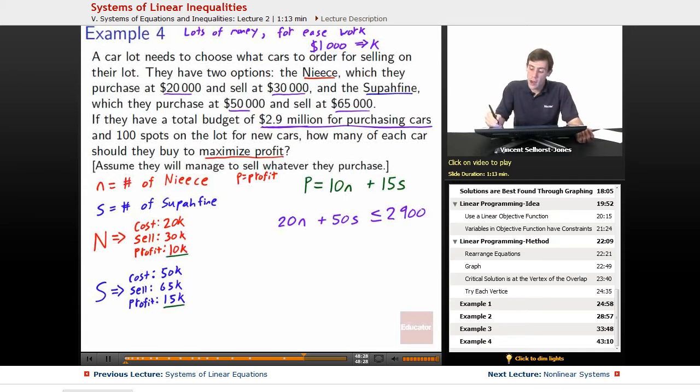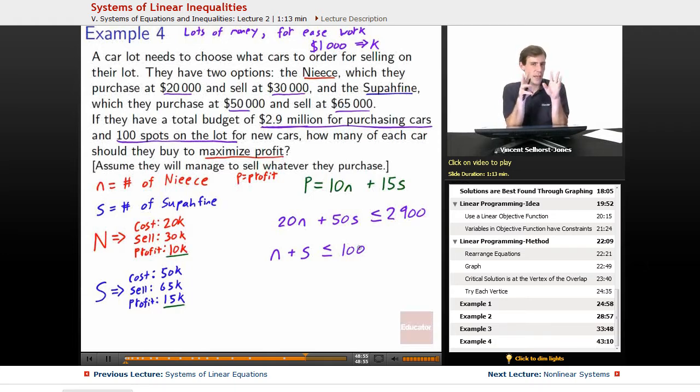Another piece of information that we had was that there are only 100 spots on the lot. So there is a maximum number of spots that they can fit cars into. If they only have 100 spots, then the number of nices that we're buying plus the number of superfines that we're buying has to be less than or equal to 100, because they can only fit up to 100 of these cars on the lot. So that's two requirements so far.